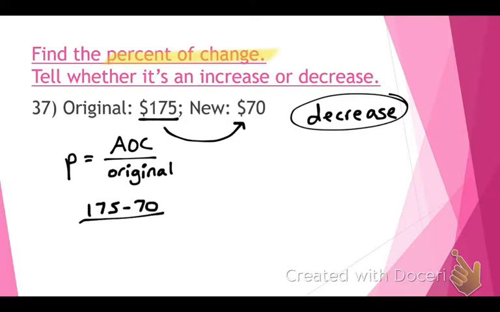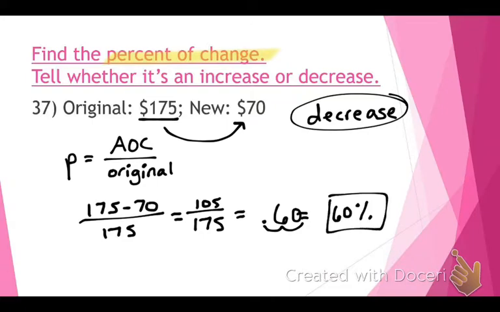But it also says to put it over the original. What was the original dollar amount? 175. So what is 175 minus 70? 105 over 175. Ashley, what is that as a decimal? Okay, 0.6. And how do I turn that into a percent? You're going to move it 2 times over, and what's your answer? 60%. Good job. So we know that was a 60% decrease in price.